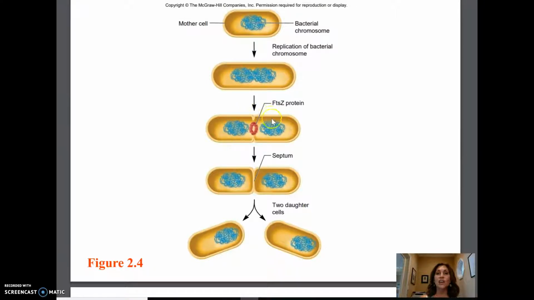At this point, each side of the cell has a copy of the chromosome, and the septum continues to pinch apart until you get a full formation of a full septum. After that, two cells exist, and these two cells are called daughter cells.